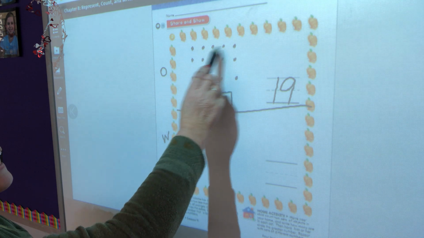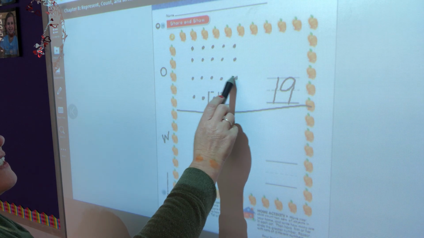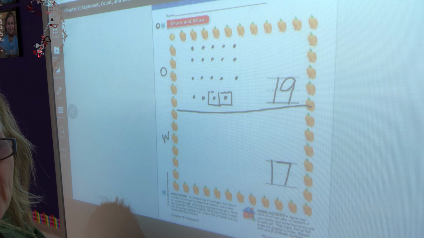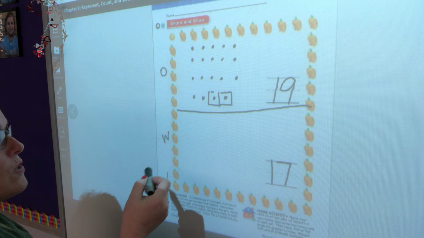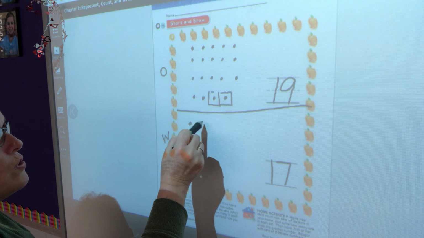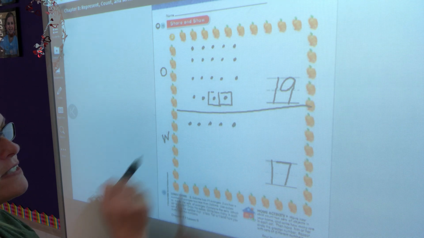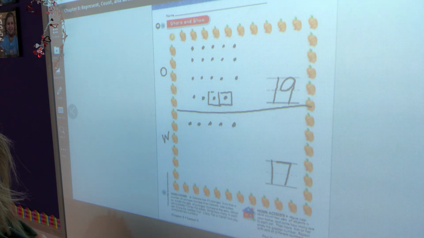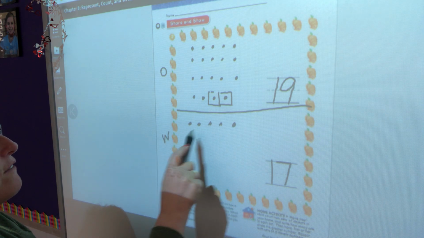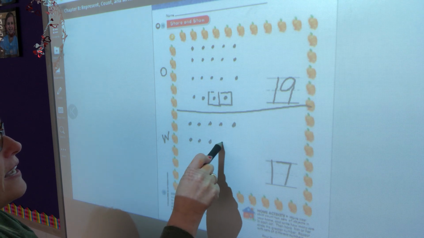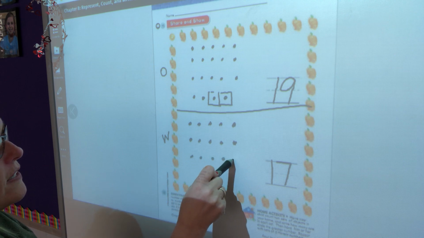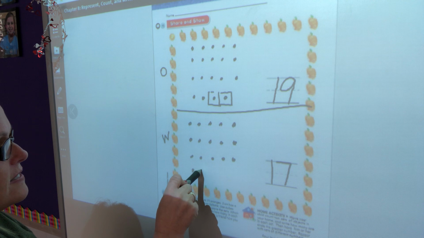Let's count. 5, 10, 15, 16, 17. Mrs. Wood would have 17 oranges, a 1 and a 7. Let's go ahead and draw those. 1, 2, 3, 4, 5. It's important when you're drawing these, you draw these in a nice way so they're easy to count for you to see, so that it can go a little bit quicker too. So we have 5, 6, 7, 8, 9, 10, 11, 12, 13, 14, 15, 16, 17.